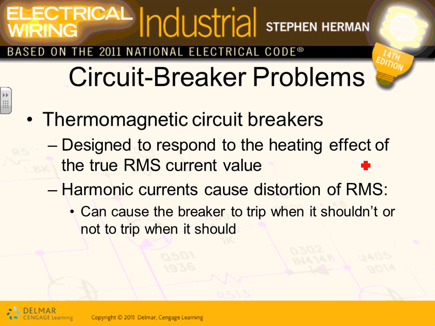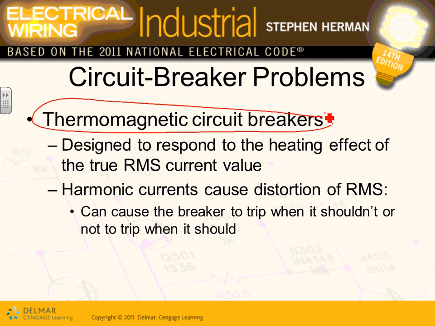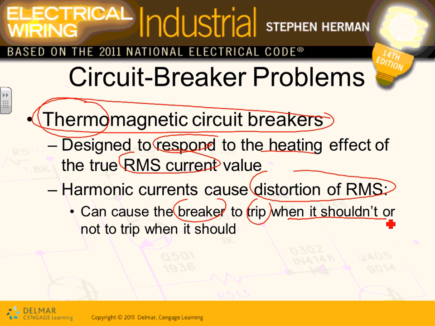Thermomagnetic circuit breakers, which we talked about and will be talking about today too. They are designed to respond to heat, right? They are thermal. Can you see the word thermal? The thermal part of it is designed to respond to the RMS current. Now, if you have more RMS current, what do you think the circuit breaker is going to do? If you have harmonics, you will have more RMS current, so the circuit breakers start tripping for no reason. So harmonic currents cause distortion to the RMS value, which means breakers trip when they shouldn't and or don't trip when they should.